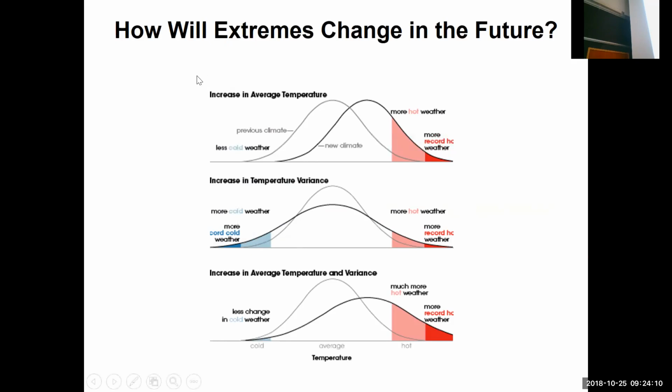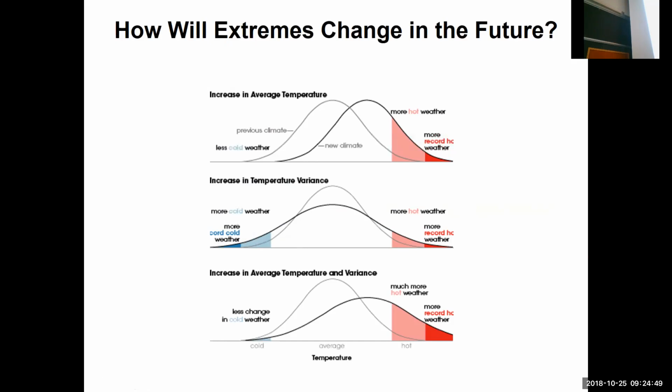Now, another possibility, so that first one is an increase in the average temperature. That's when the entire curve just stays the same shape, but shifts towards the right, towards warmer temperatures. Another possibility is that the average stays the same, but the variance or the stretch of that bell-shaped curve increases. Okay, so an increase in temperature variance. So in this case, you get more variability both in terms of cold events and warm events. So you can see that here, more cold weather, more hot weather.